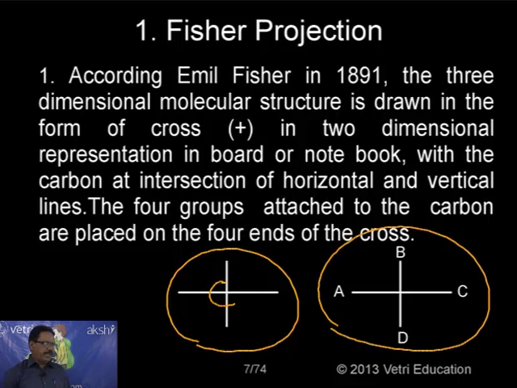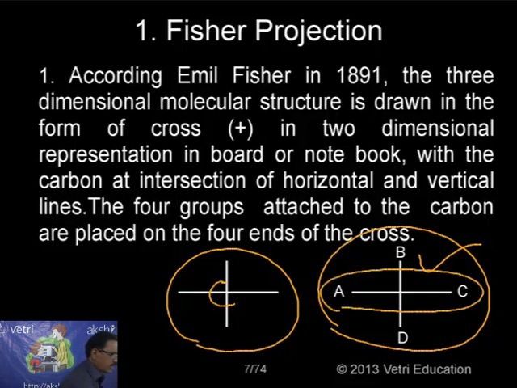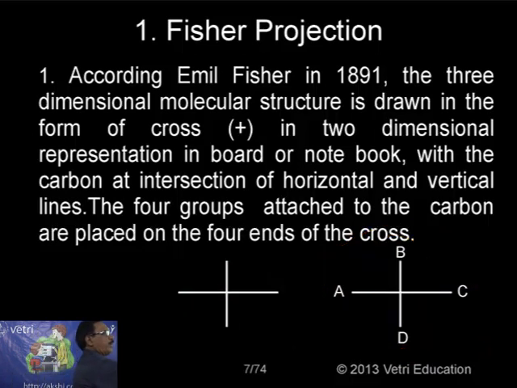Here I have shown A, B, C, D. It may be an atom, it may be a group, or anything. Four different, or the four may be the same, whatever you take. So the four groups attached to carbon are placed like this. So this is two-dimensional, but the actual model is three-dimensional. This is the Fischer projection. That means the idea here is A and C are horizontal, B and D are vertical. So the cross. This is the most important information.